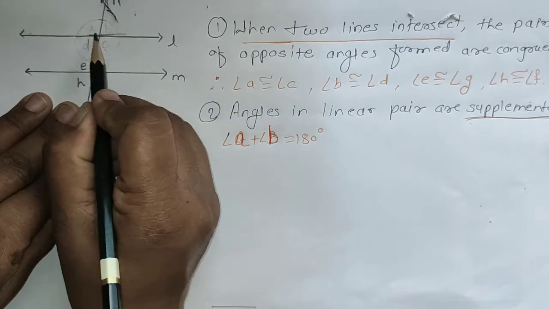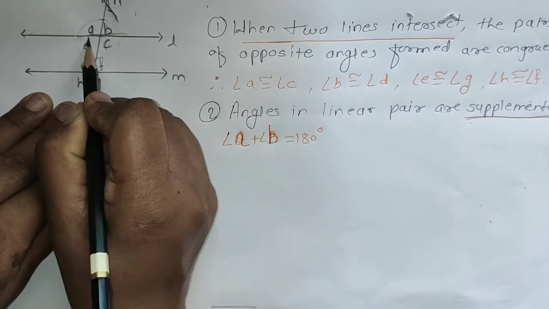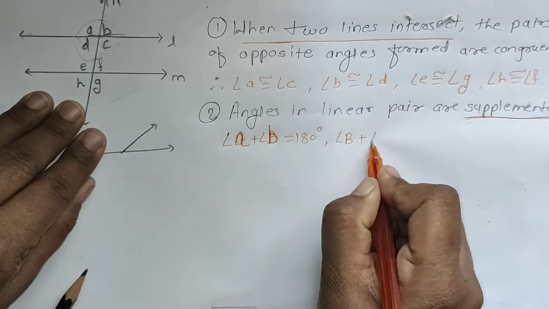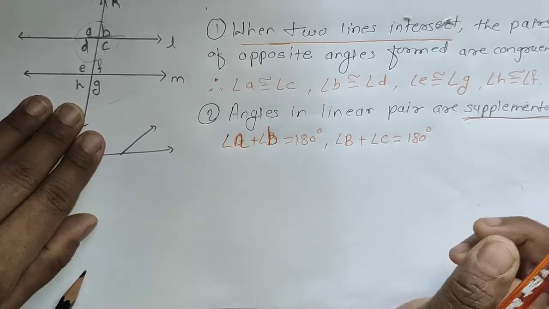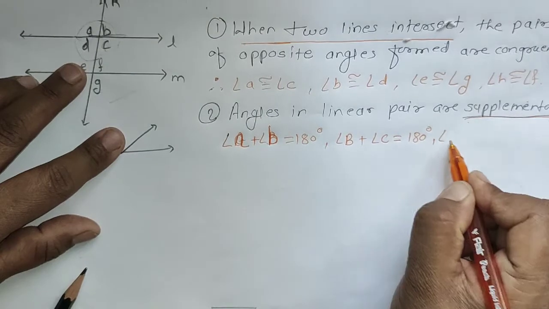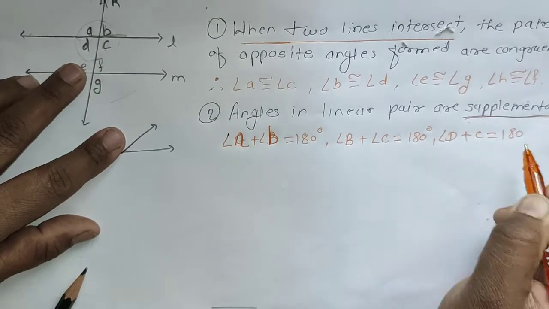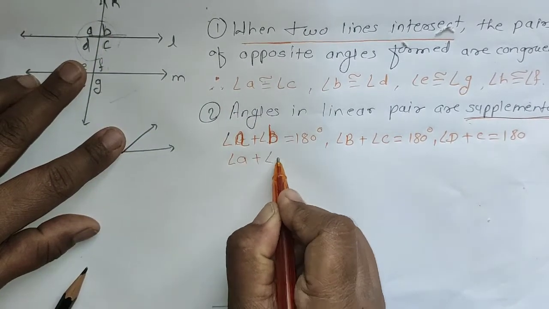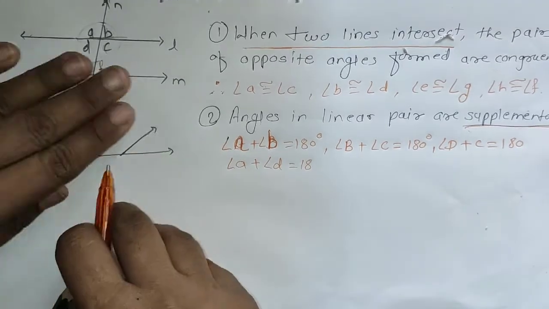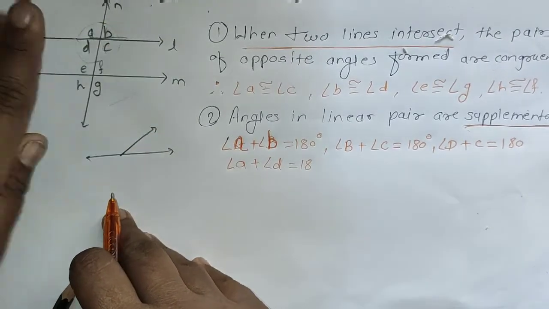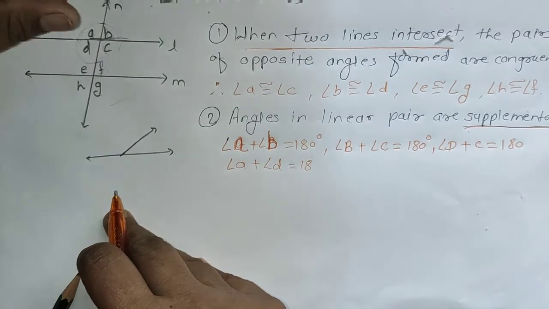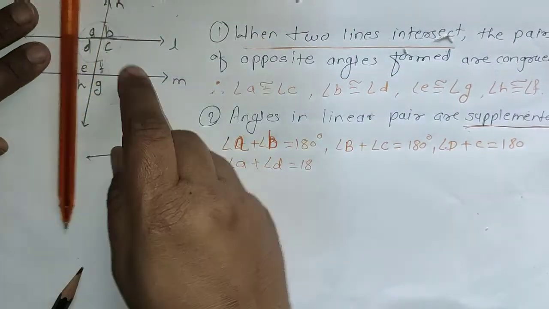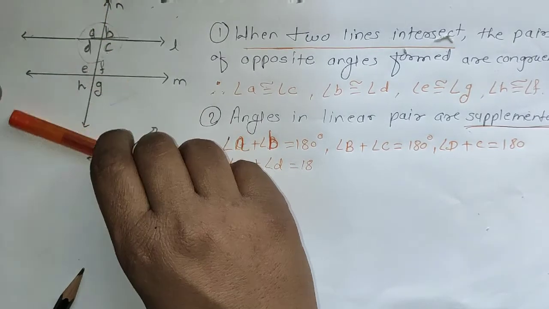So we will write here angle B plus angle C is also equal to 180 degrees. Then angle D plus angle C is also equal to 180. Afterwards, angle A plus angle D is equal to 180. If you see one by one, A plus B is 180, B plus C is 180, D plus C is also 180, and A plus D is also 180 because they are in a linear pair.